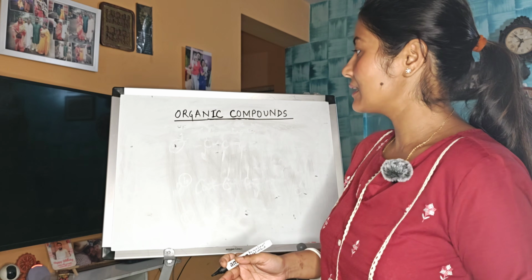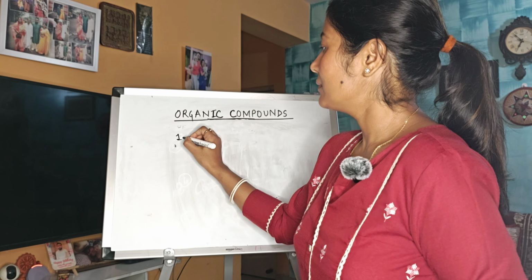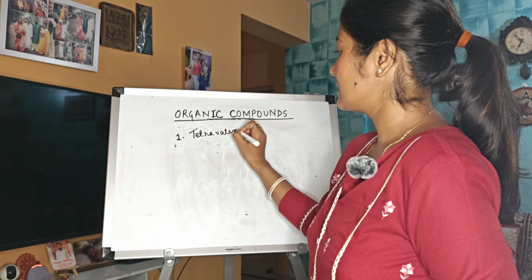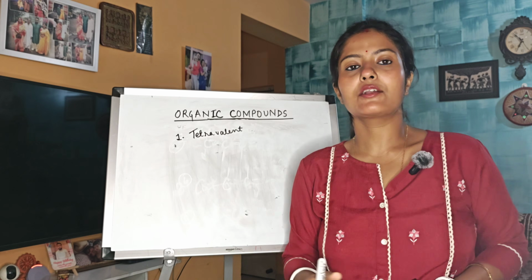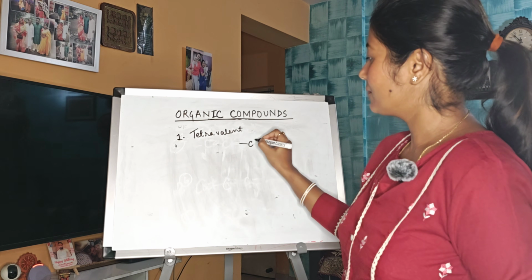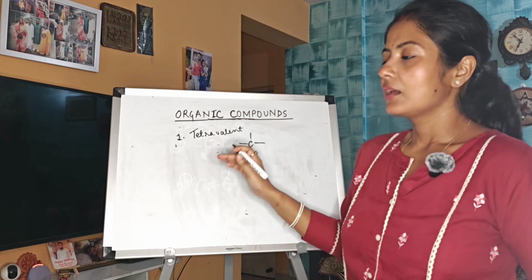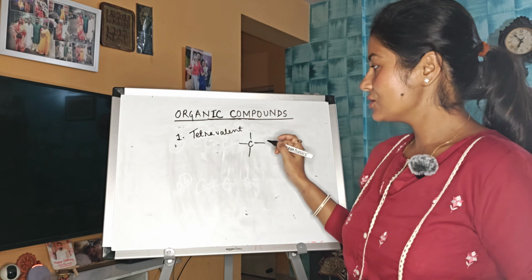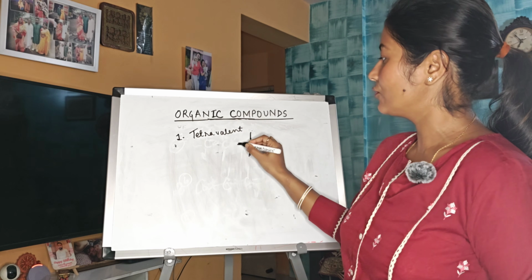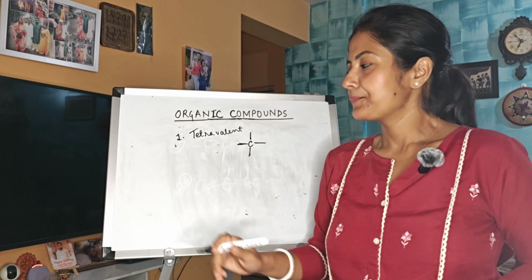Now, let us try to understand the essential criteria of these kinds of compounds. Number 1, these compounds are tetravalent. That means, we already know that carbon always shows a valency of 4. So in our organic compounds also carbon will always exhibit a valency of 4. This is how the compounds are arranged, that means this is 1, 2, 3, 4. So carbon always forms 4 covalent bonds and so it exhibits tetravalency.